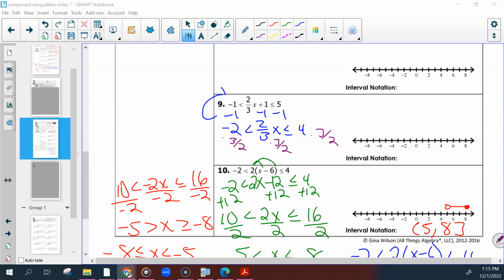So that would give us negative 6 over 2, or negative 3. X is less than or equal to 12 over 2, which is 6. And then graph that. So open circle at negative 3, closed circle at 6. What would that interval notation be?